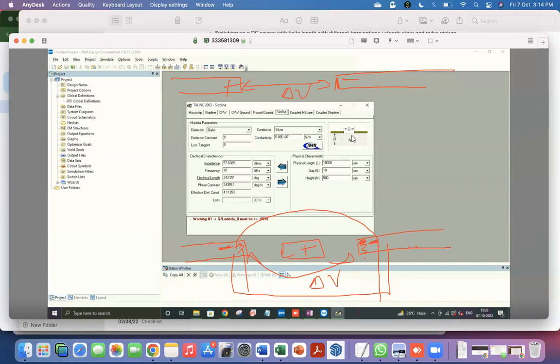Because there's two ground planes and one. So basically you start with the CPW, and then you take this one and you sort of take it away, and then you bring this one to this side, and then you sort of do something like this.